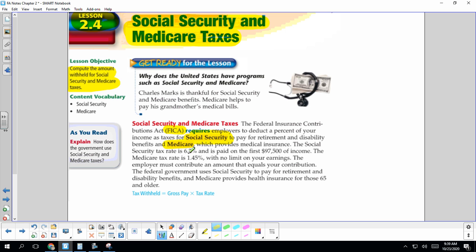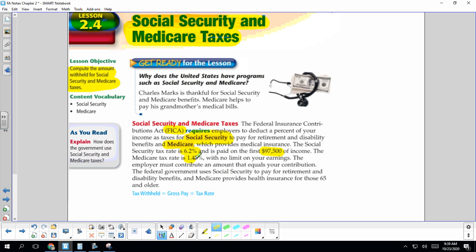The Social Security tax rate is 6.2% and is paid on the first $97,500 of the income. So after you make your $97,500, you don't have to pay Social Security tax anymore. There will be a couple of questions on the test. There's one question on the test and one question in the practice where you go over the $97,500, and so you don't have to pay taxes.